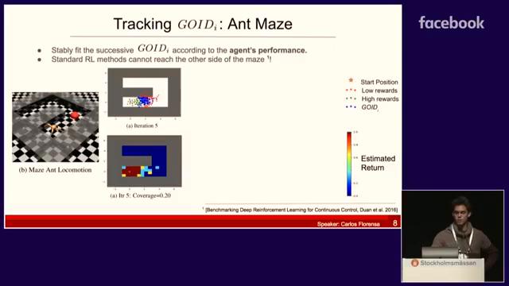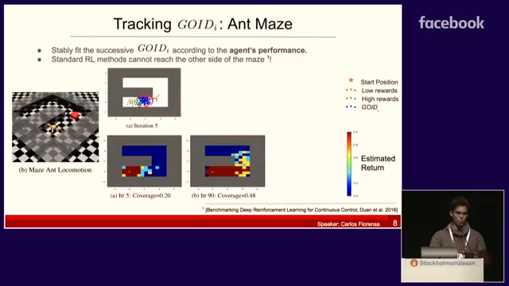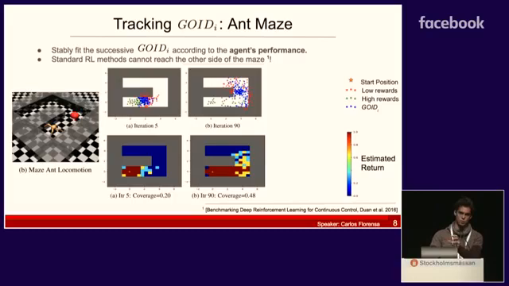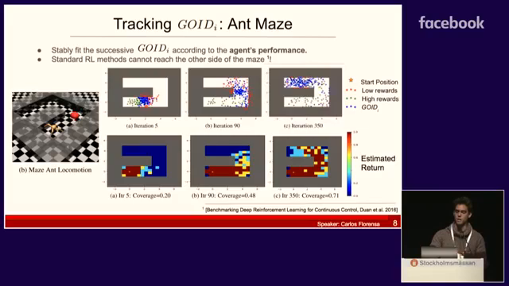As learning proceeds, the agent learns how to do the first stretch of the maze, and our algorithm now focuses the training on the U-turn that it has to learn to do. Further on in the training, when it already knows how to do the U-turn, it samples points from the end of the maze. Just to note, standard RL methods cannot reach the other side of the maze if you just train on that single goal, whereas this curriculum does help you.